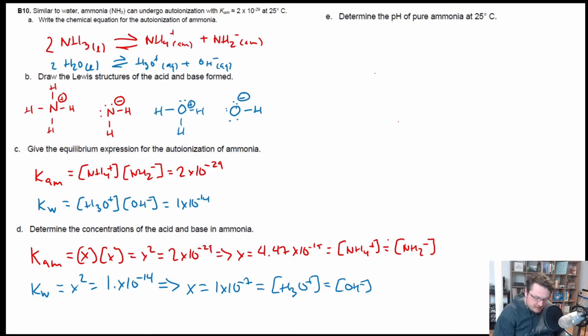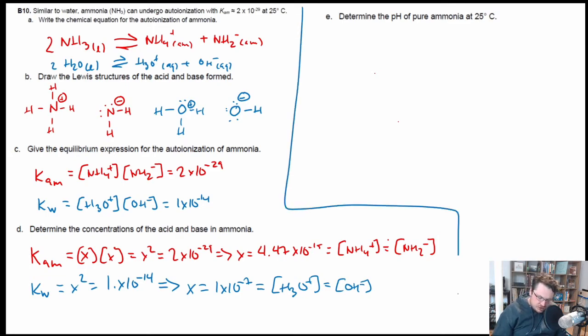And so again, for part E, it's simply: determine the pH of pure ammonia at 25 degrees Celsius. All we have to do is take the negative log of the concentration of the acid species of what we're looking at. In water, that's H3O plus. In the case of ammonia, that would be the concentration of NH4 plus in this scenario.